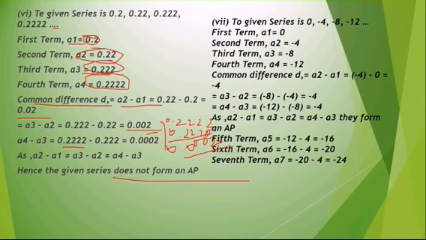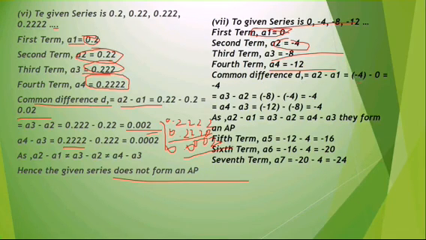The given series is 0, minus 4, minus 8 and minus 12. So let the first term be a1, that will be equal to 0. Second term be minus 4. Third term be minus 8 and fourth term be minus 12. Now we know that the common difference will be equal to a2 minus a1, that is second term minus first term, that is minus 4 minus 0. Minus 4 will be the common difference.